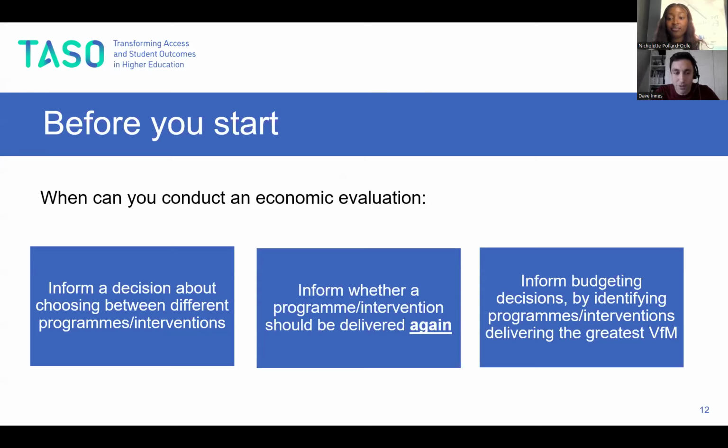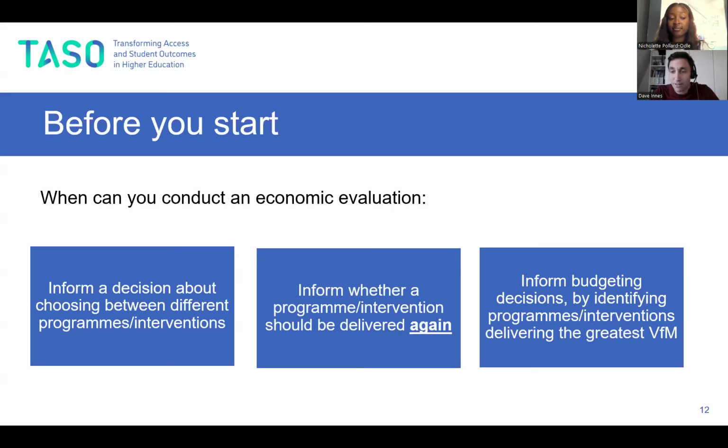So the first thing you might want to do is use economic evaluation to inform a decision about choosing between different programs or interventions. As I said, you might have narrowed it down to a choice between 2 or 3 things, and before you implement it, you could use economic evaluation to say, well, actually this one looks like the one that's going to give us best value for money, so let's go for that one.